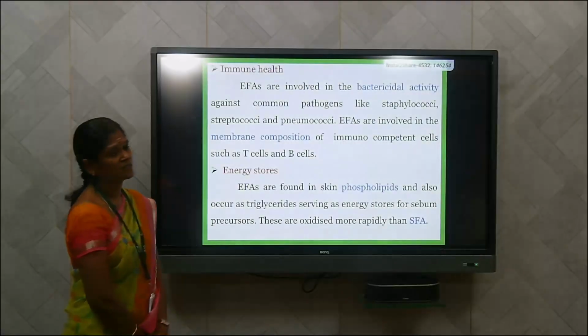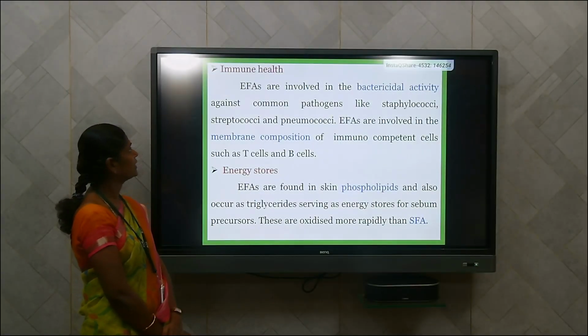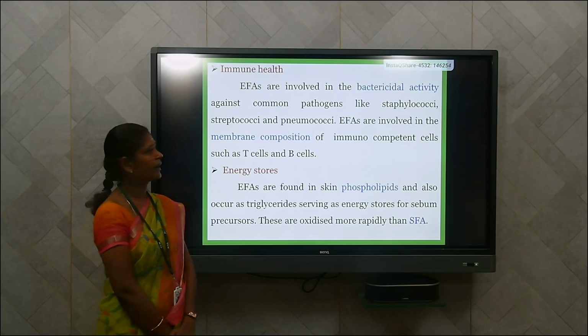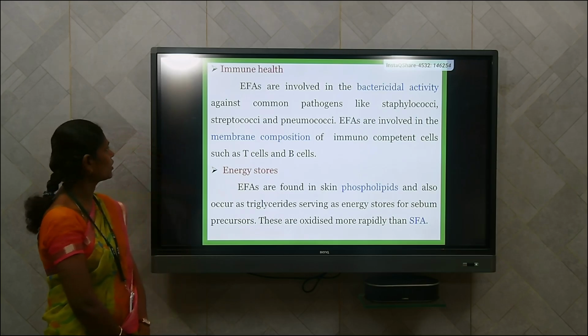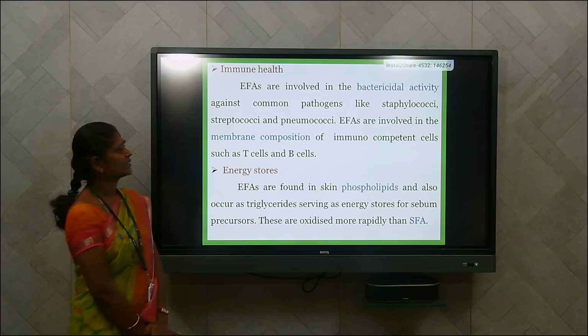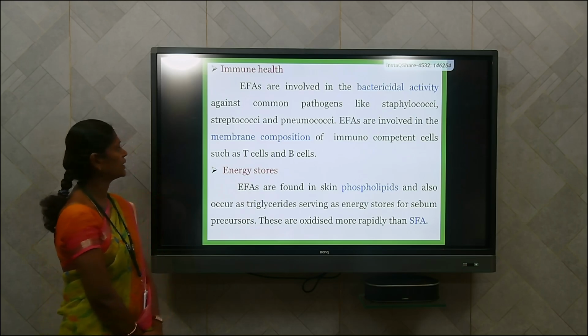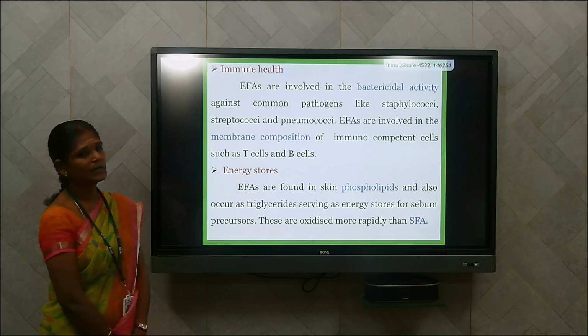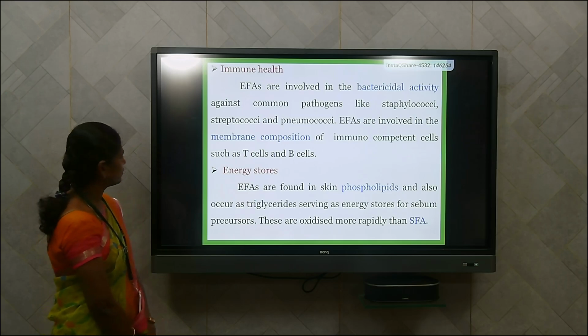Next, it is also involved in immune health. These are involved in bacterial activity against common pathogens like staphylococci, streptococci, and pneumococci. Essential fatty acids are involved in the membrane composition of immunocompetent cells such as T cells and B cells, and are also involved in the energy stores.